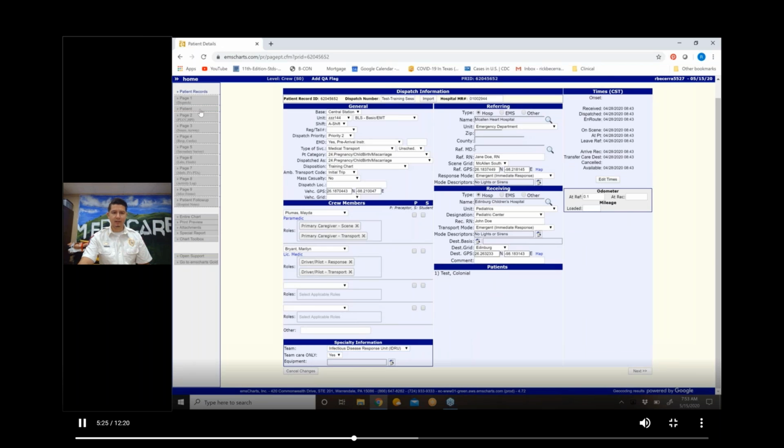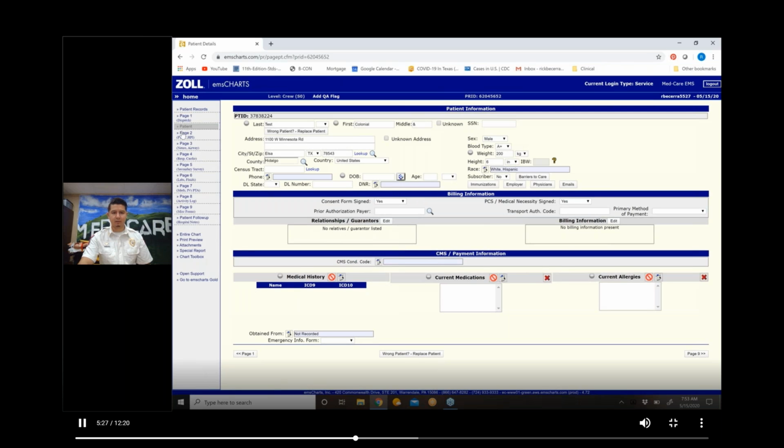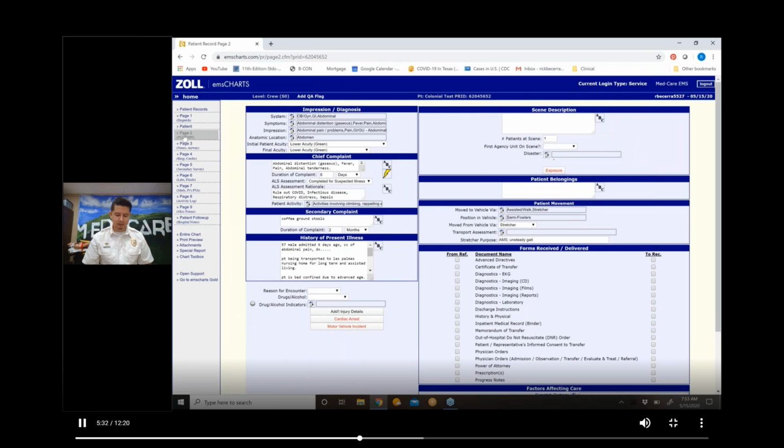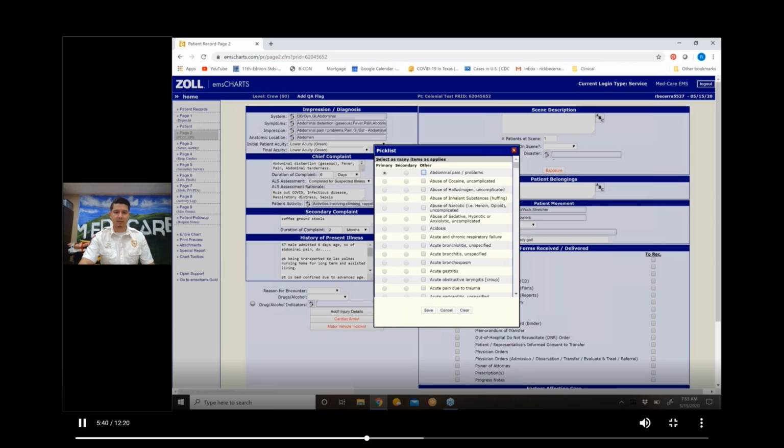The patient demographics, again, not too much going on here. We'll go to page 2 instead. So there's a lot going on here on page 2 that we're asking for your coronavirus rollout. So let's go ahead and get started. The first one is going to be impressions, okay? So you have your system, your symptoms, and your impression.